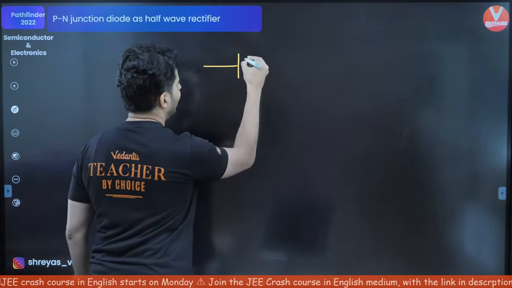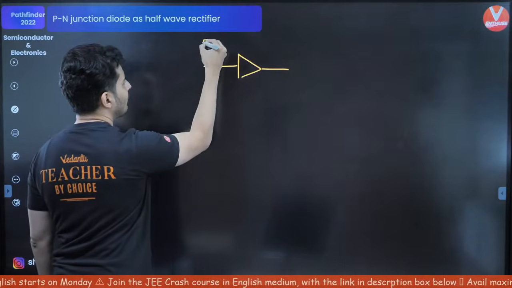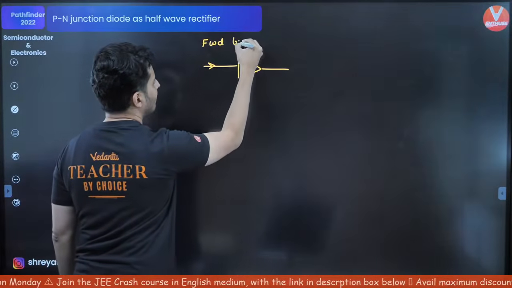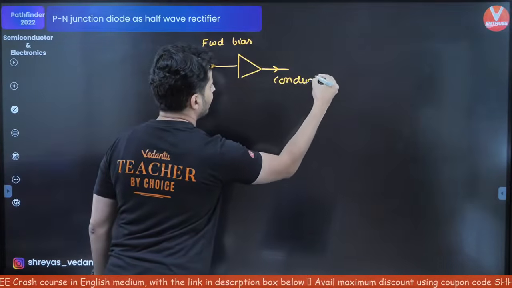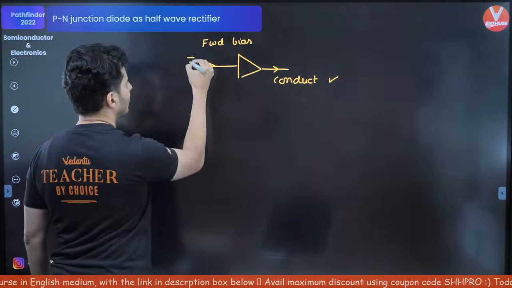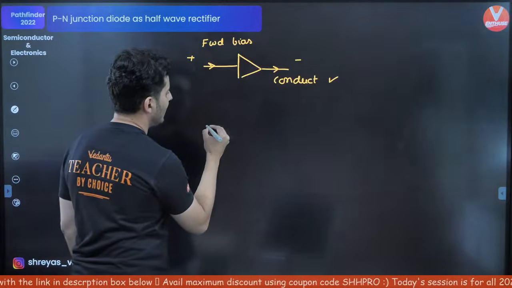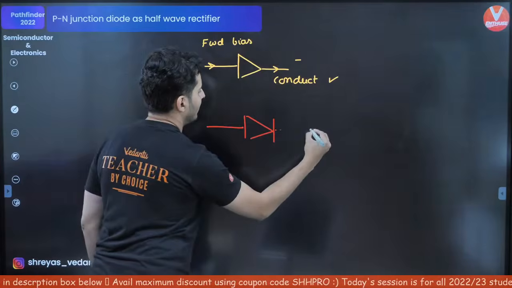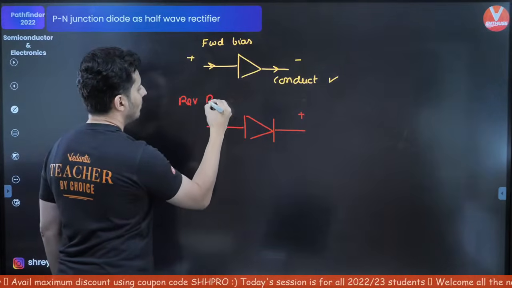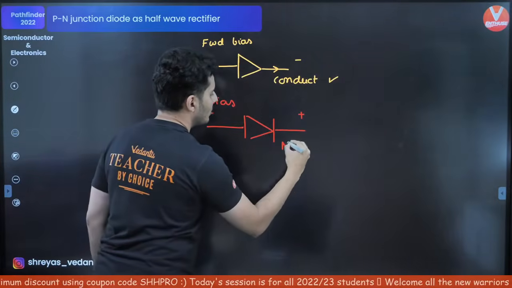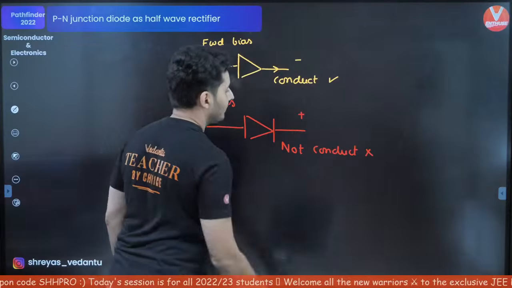Remember, if you have a diode, and if you send in current like this in forward bias, it will definitely conduct. If this is positive, this is negative. But if you connect the same diode in a reverse bias, that means if you make this positive, this negative, so this is reverse bias, so it will not conduct. It will definitely not conduct.